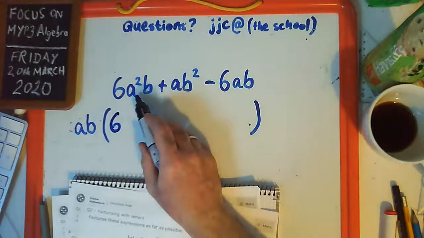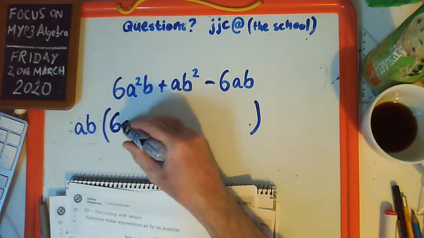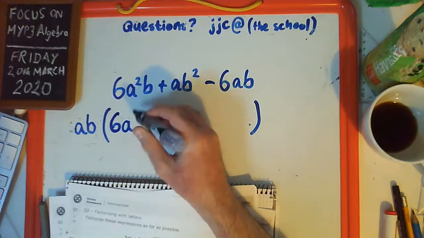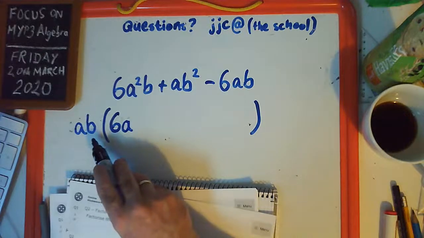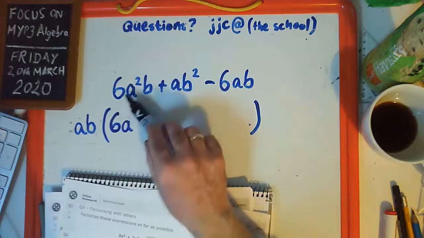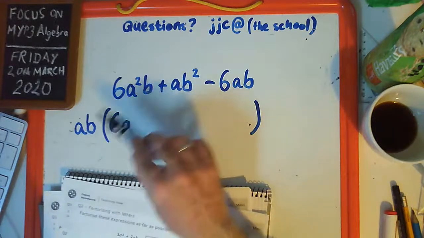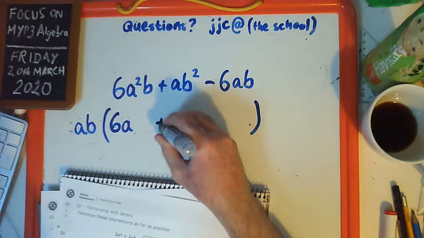I need to get an a squared, so the a outside the brackets will need to be multiplied by another a to get the a squared. And then b, we don't need to do b because multiplying by b here, and we're only trying to get a single b, so 6a times ab will give us 6a squared b. We've got the 6, we've got the a times a giving us the a squared, and we've got the b giving us the b. So that's the first term.